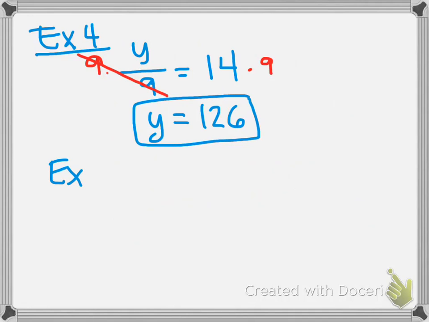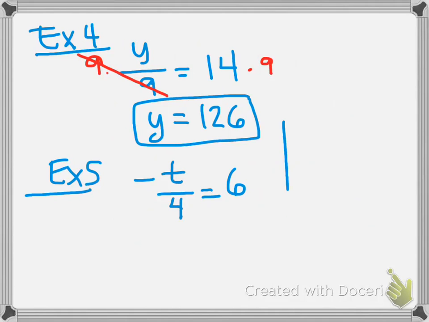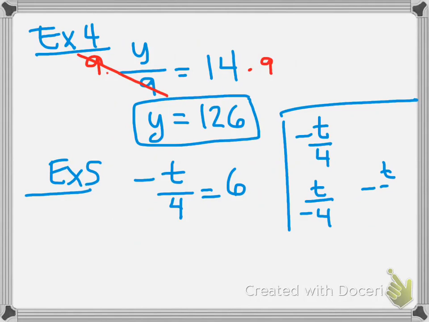Example 5, negative t over 4 equals 6. Okay, just as a side note, these all mean the same thing. This is negative t fourths, this is negative t fourths, this is negative t fourths. It doesn't really matter where the negative is. It could be directly in front of it, it could be with the t, or it could be with the 4. It's still a negative fraction.